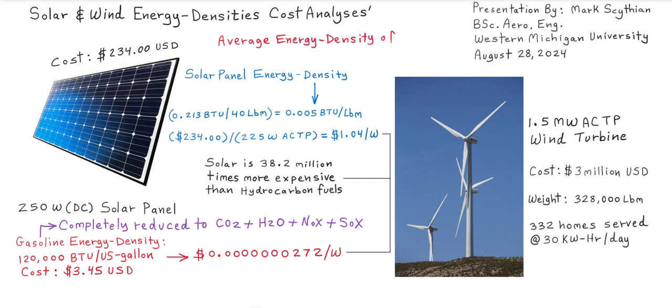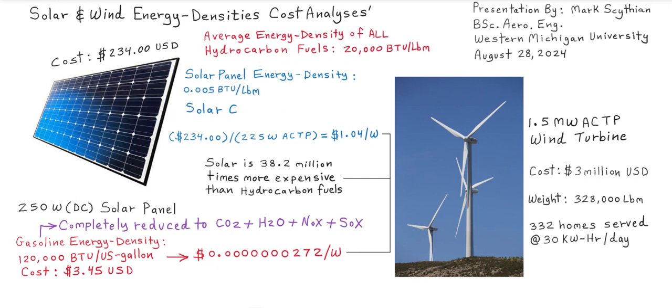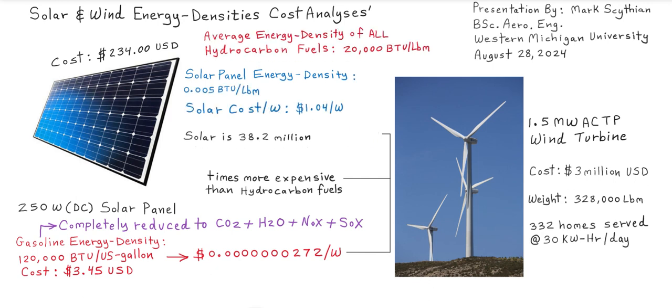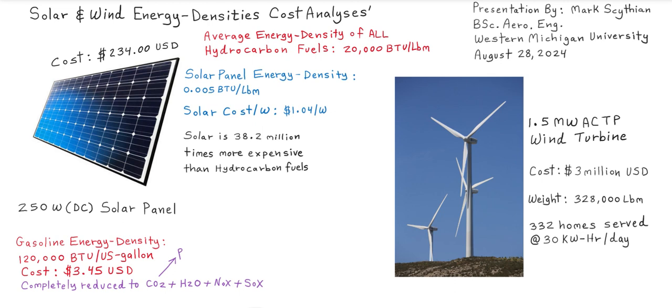Everything's very abstract. So at face value, solar is 38.2 million times more expensive than hydrocarbon fuels, even though we look at it environmentally that we basically are controlling the emissions quite well, and I'll explain that point in a second here. So the average energy density of all hydrocarbon fuels is 20,000 BTU per pound. And so we have the solar cost per watt, $1.04 per watt USD.